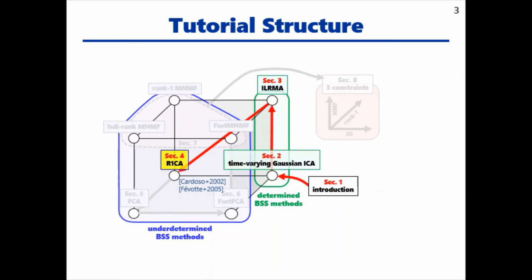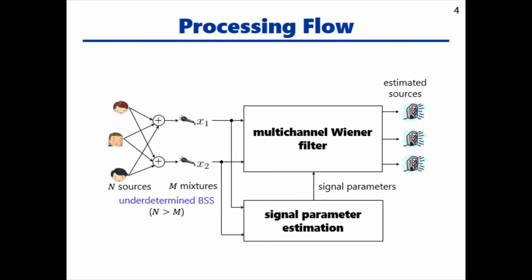We call it R1CA. It is of significant importance because all the other methods for underdetermined BSS treated in this tutorial can be considered as its extensions. This is the processing flow of R1CA.